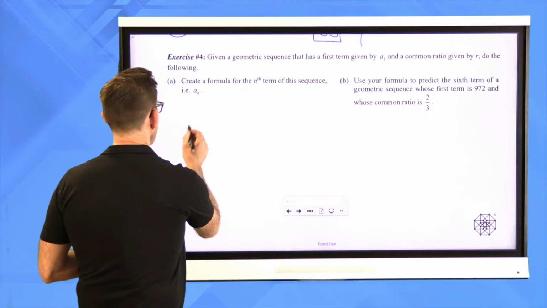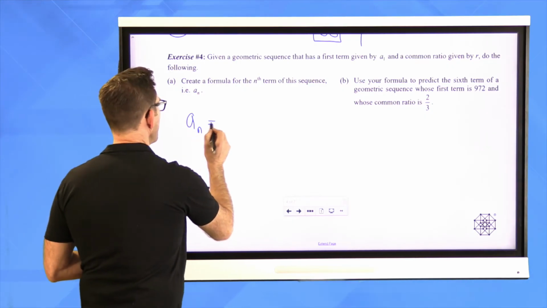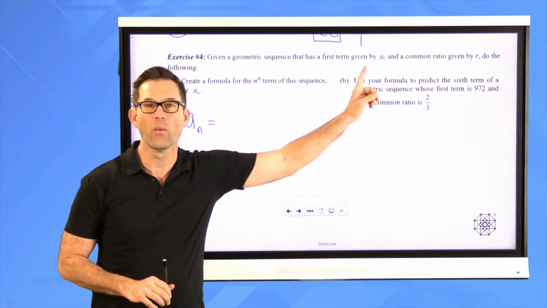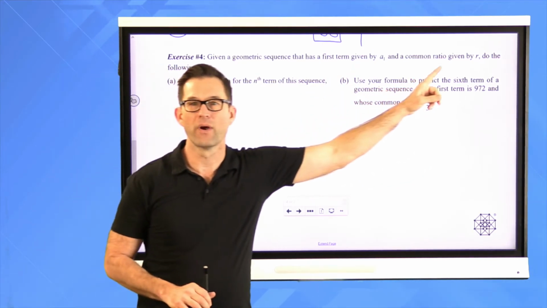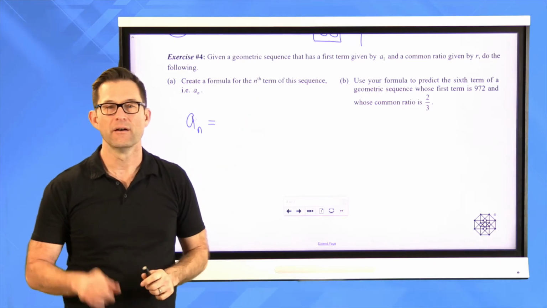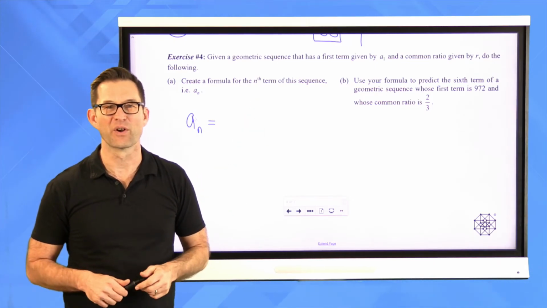So we're going to start by writing this down. The nth term of any geometric sequence based on its first term, A1, based on its common ratio, r, and based on the variable n. Pause the video now and see if you can figure out what it is.